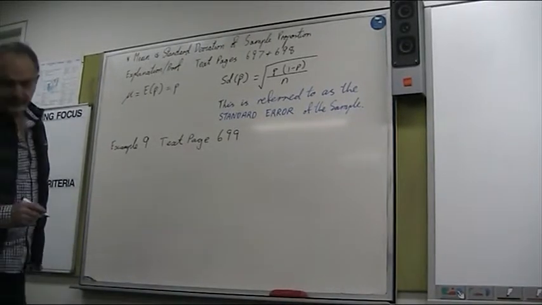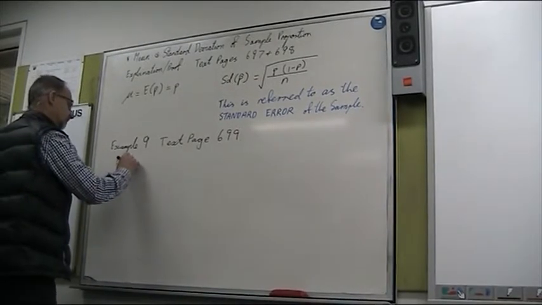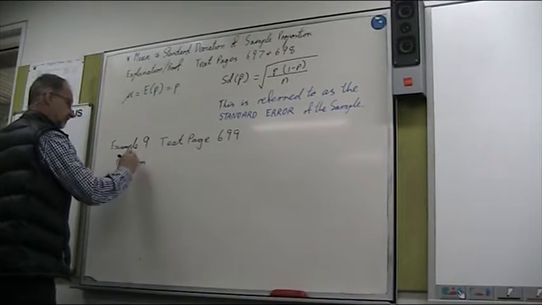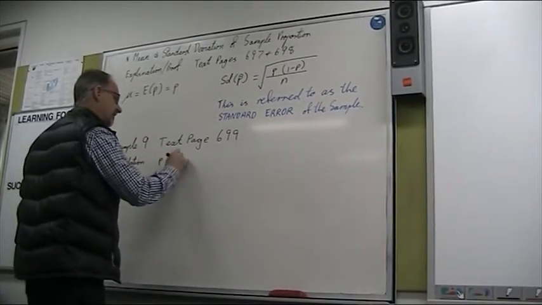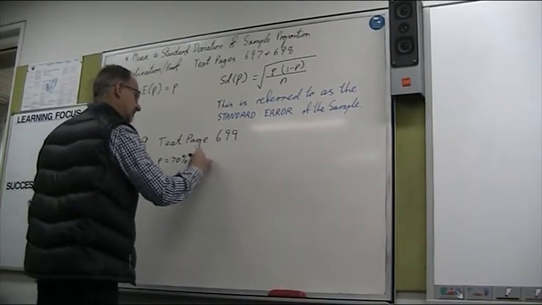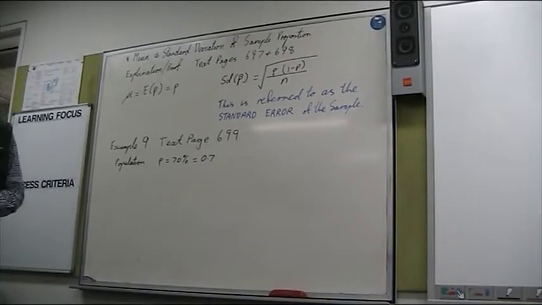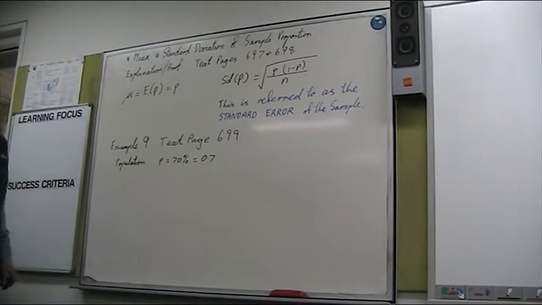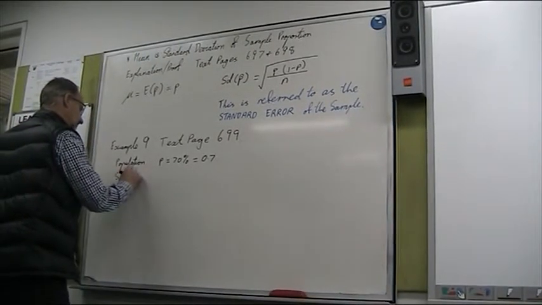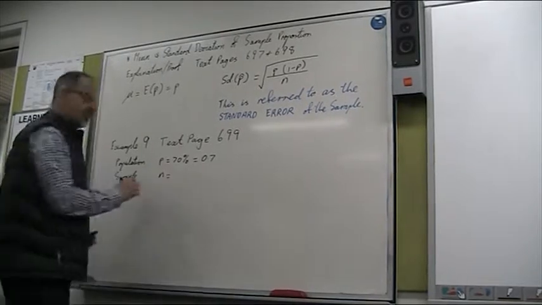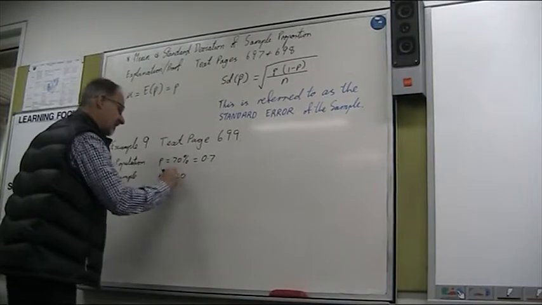All right. So in our population, our proportion is 70%, which is 0.7. That's how many are at school. Our sample, well, we're told it's a random sample of size 20, so we know n is 20.